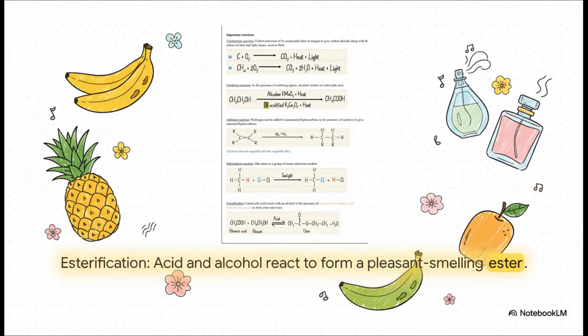And now for a really sweet one, esterification. This is what happens when you react a carboxylic acid with an alcohol. The result is something called an ester, and esters are famous for their amazing smells, often really pleasant and fruity. This is the reaction that gives us the natural aromas of things like bananas, pineapples, even a lot of perfumes.